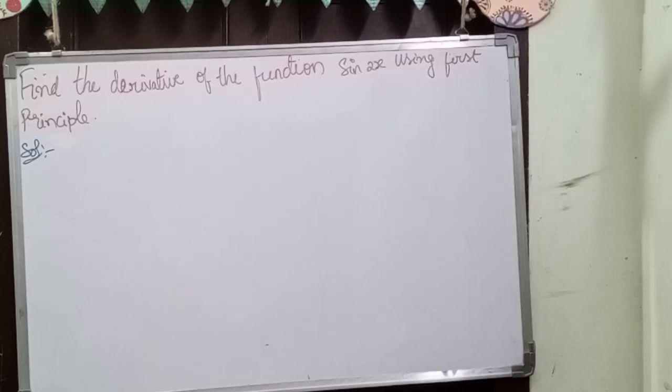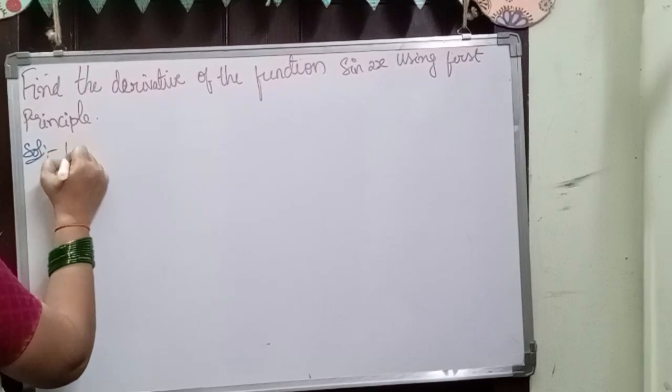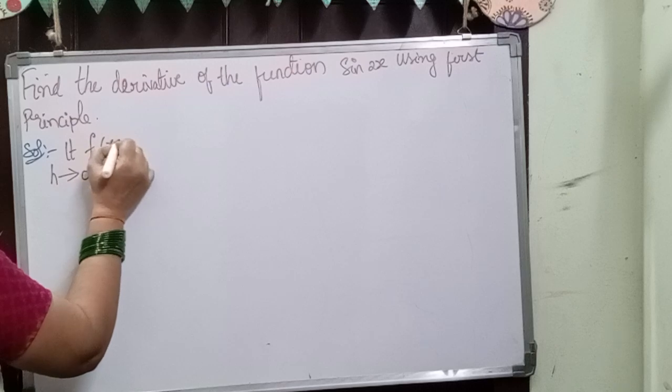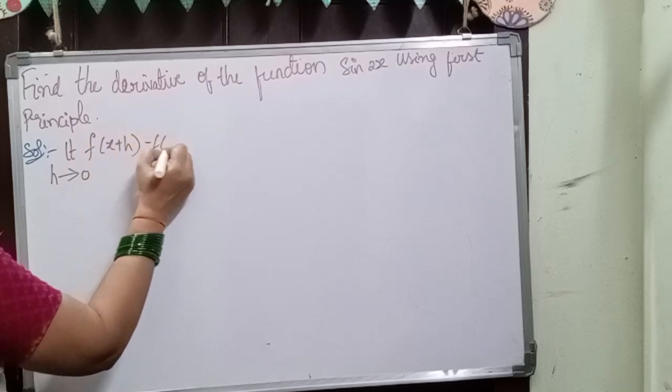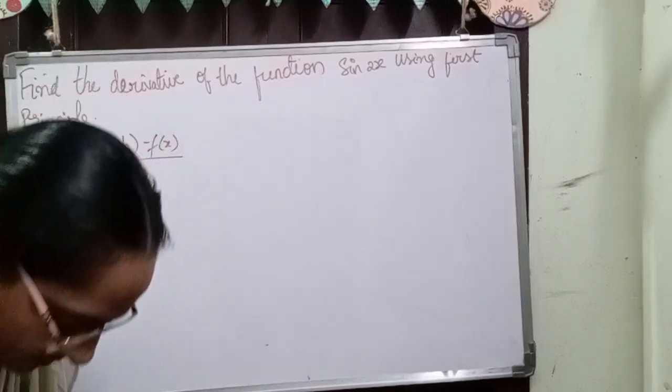Hi everyone. In this video, I am going to solve a problem from differentiation of intermediate first year. The question is, a function is given. For that function, we have to find the derivative using the first principle. First of all, what is the first principle? The first principle is limit h tends to 0, f of x plus h minus f of x by h. This is the first principle.